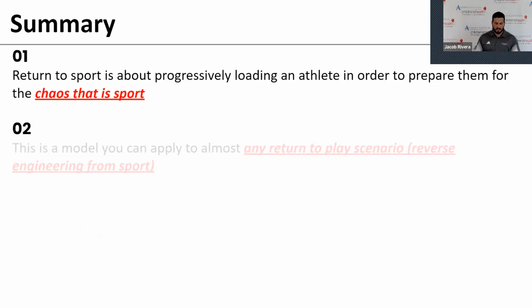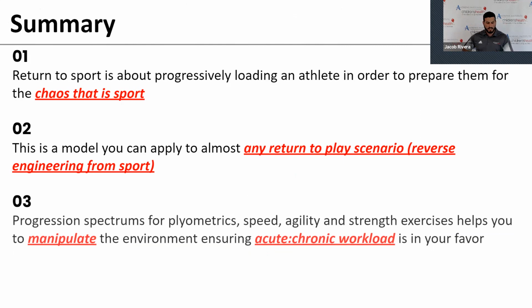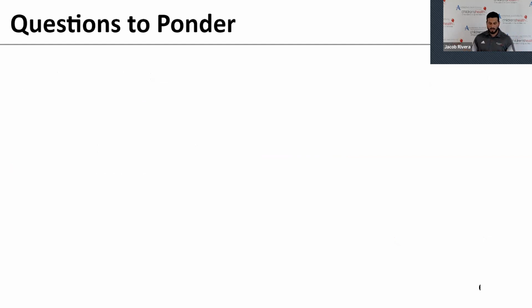So in summary, these are the 3 points that we discussed before. Chaos is the thing that we have to return our athletes to, and our training approach has to think about that and consider it. Hopefully, you're able to take what we've learned today and utilize it in any return to play scenario where you are reverse engineering from the demands needed of the sport. And last but not least, we have our progression spectrums for plyometrics, speed, agility, and strength. Please go back to those sections of the video and pause it. It's how we manipulate the environment, and how we ensure that the acute to chronic workload is in our favor.